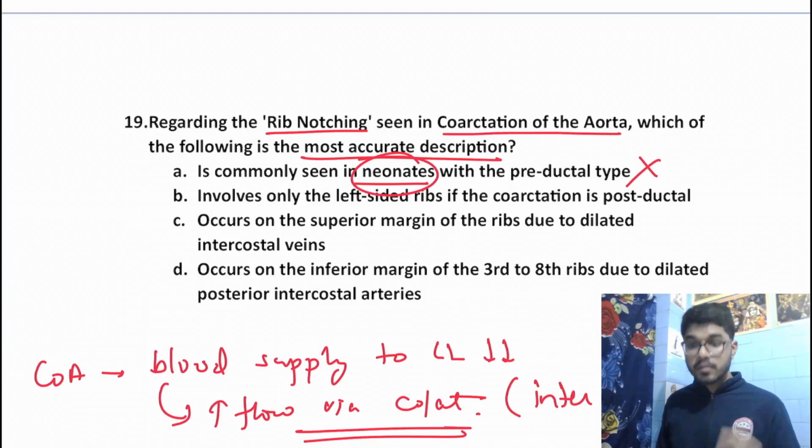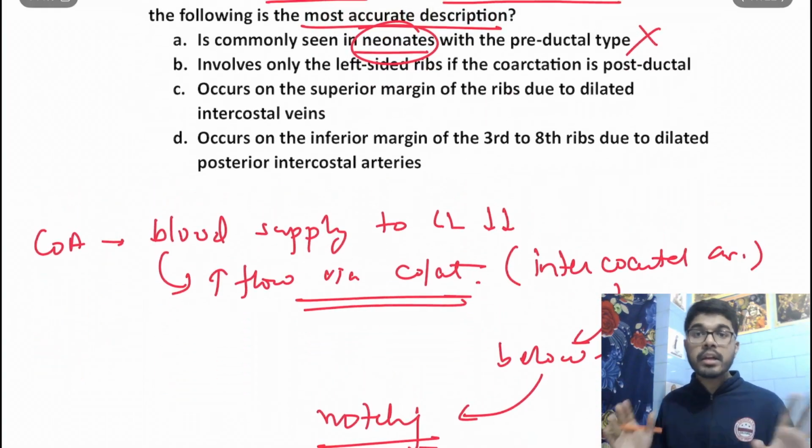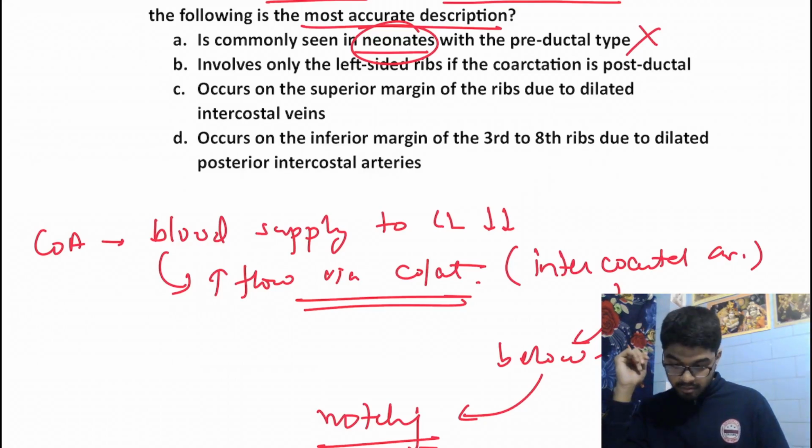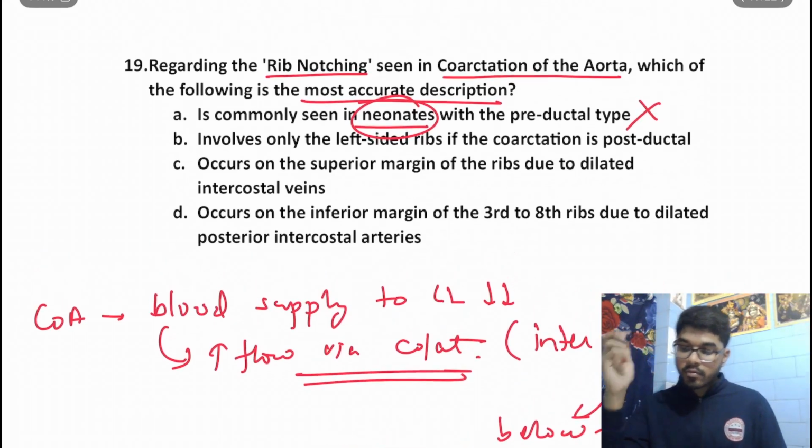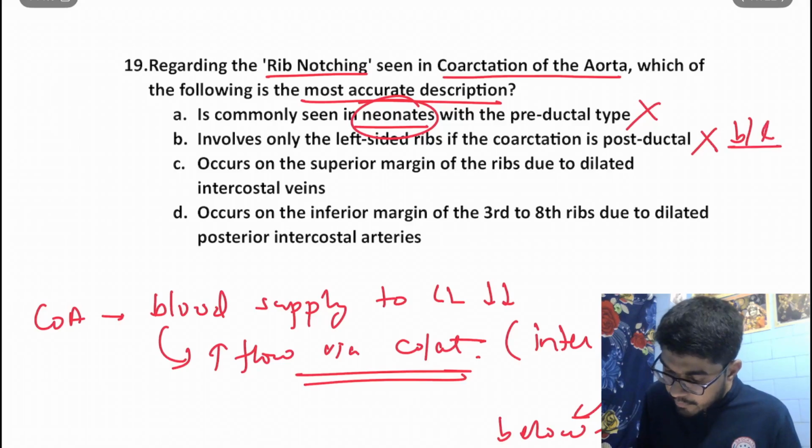Why? Because this notching develops due to this chronic increase in blood flow. In a neonate, that much time has not passed that we would get those notchings. Okay. "Involves only the left-sided ribs if coarctation is postductal." That's a false statement. We get bilateral notching.